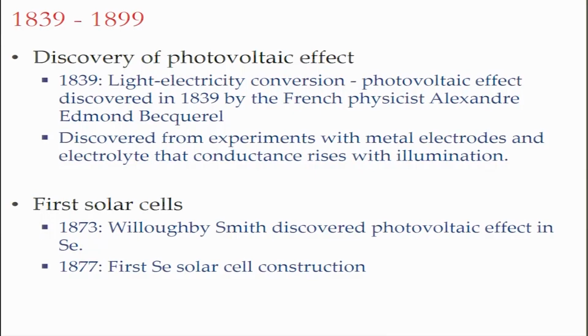He was a French physicist, and this was determined from experiment using metal electrodes and an electrolyte whose conductance changes with the illumination. So, this was in 1839. The first solar cells, however, were made in 1873 when the photovoltaic effect was discovered in selenium, and then 1877 was the time when the first selenium solar cell was made.